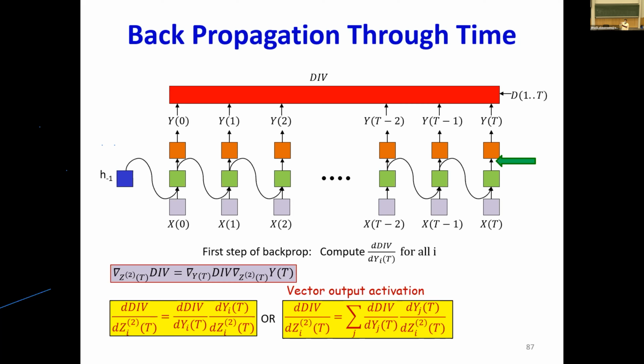So what is the next thing I'll be doing over here? This is the final output, at time t. I have the derivative of the divergence with respect to yt. You want to compute the derivative of the divergence with respect to z of t, right? Final time. What is that going to be?